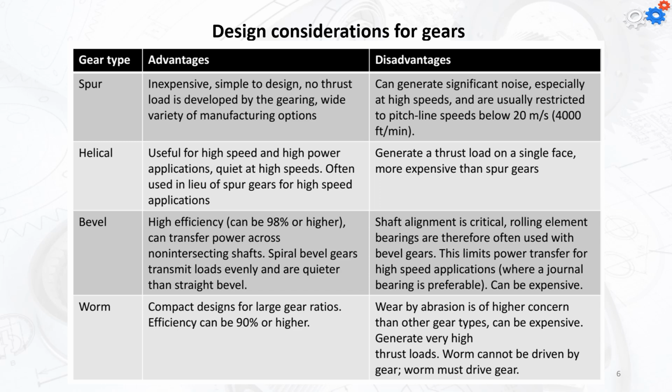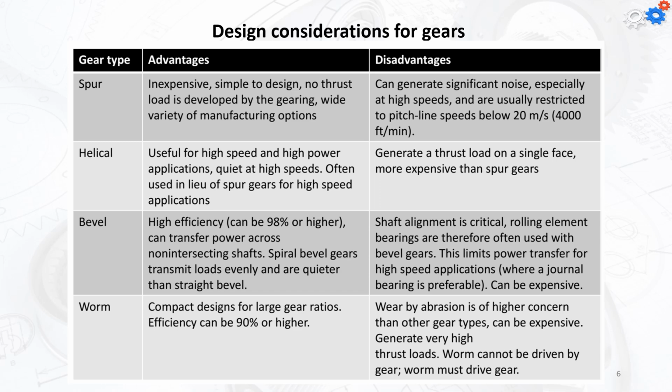The first type, the spur gear, is a simple straight-tooth gear used for parallel shaft arrangements. They are efficient and commonly used in low-speed applications like clocks, conveyors, and machinery. The advantages are that they are inexpensive, simple to design, develop no thrust load, and have a wide variety of manufacturing options. The disadvantage is that they can generate significant noise, especially at high speed, and are usually restricted to a pitch line speed below 20 meters per second.